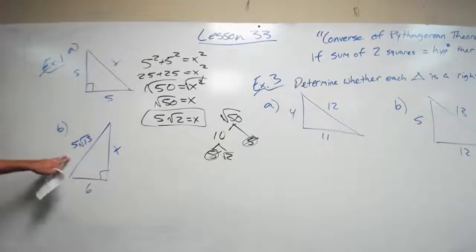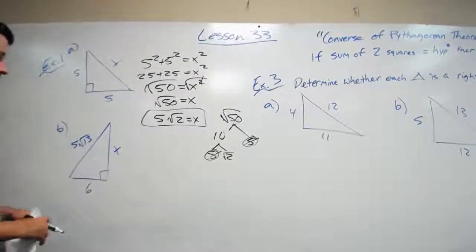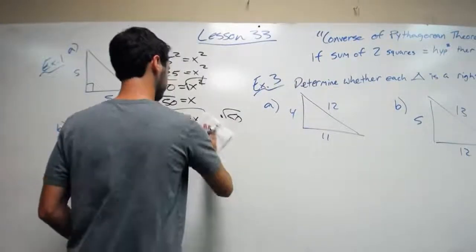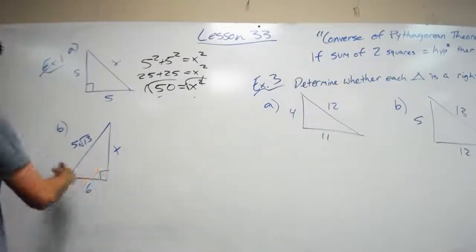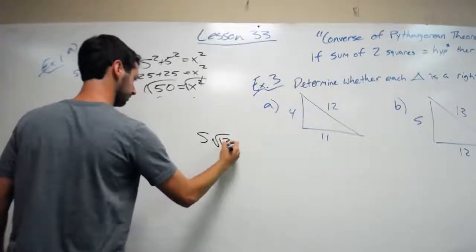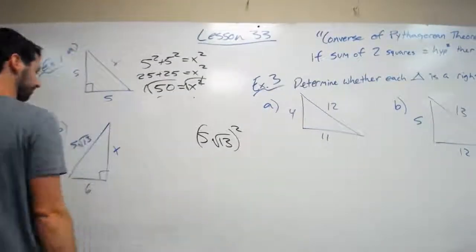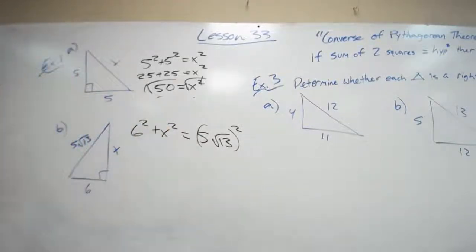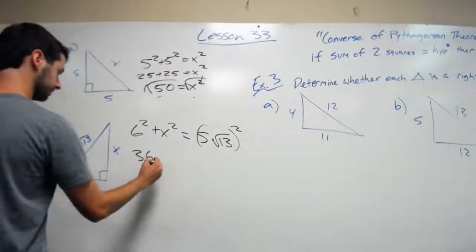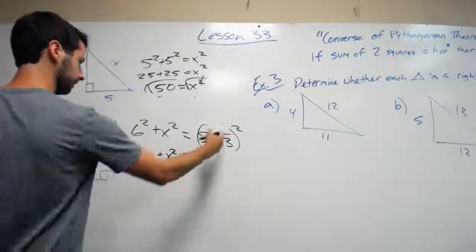Now let's look at one that's a little bit different, a little bit extra to it. We have 5 radical 13 squared as the hypotenuse, and that equals 6 squared plus x squared. Well, what we're going to have here is, let's go ahead and do 6 squared, 36 plus x squared equals, let's look at how we do this.